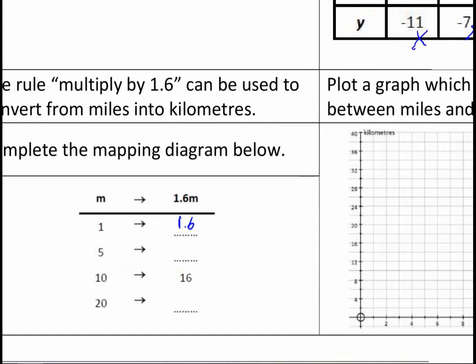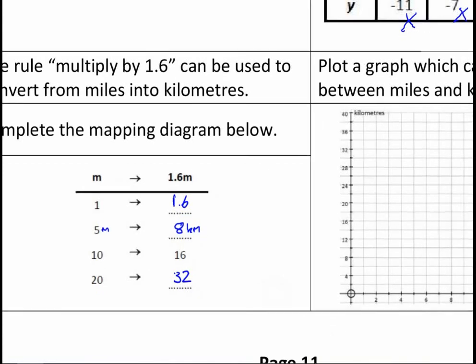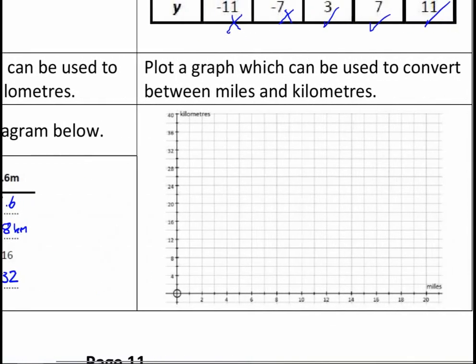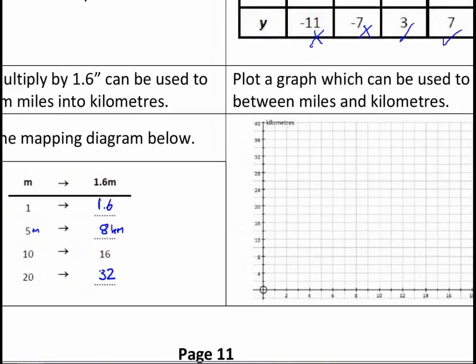Sorry, just zoom in a little bit. If m was 5, 5 lots of 1.6 would be 8. So 5 miles is 8 kilometres. It's a very good conversion to know. 10 times 1.6 would give 16, and 20 times 1.6 would give 32. And then we're going to plot those on the graph to create a conversion graph. So just zoom out so you can see those.